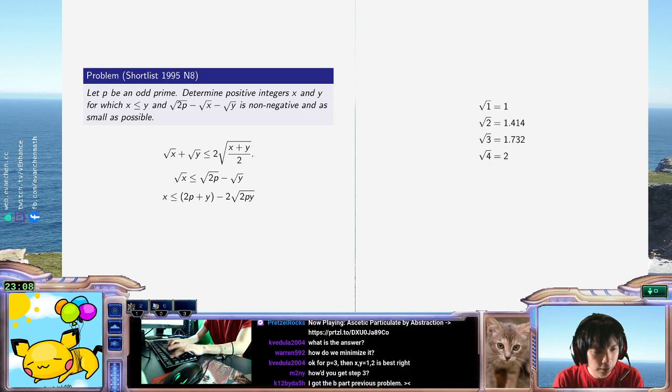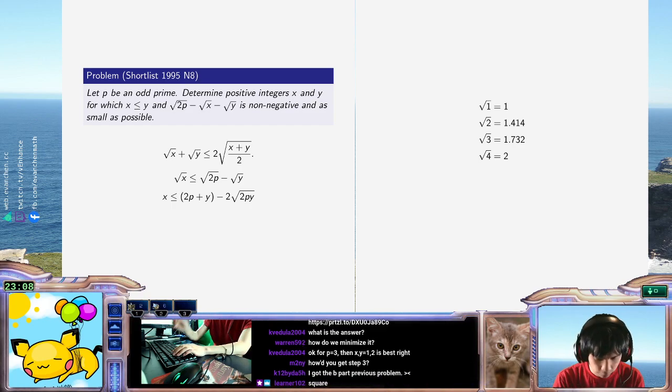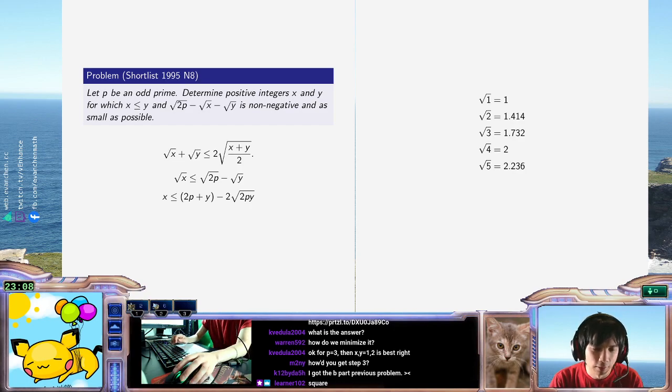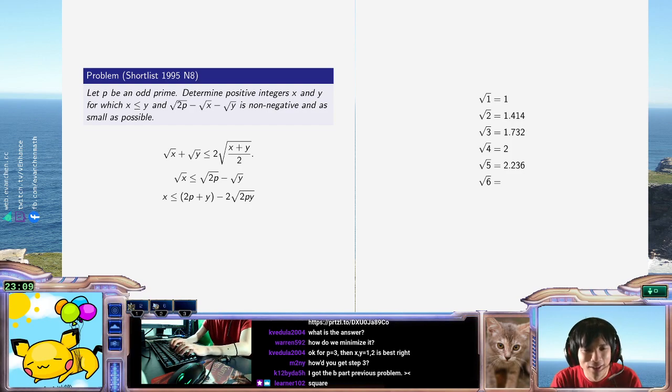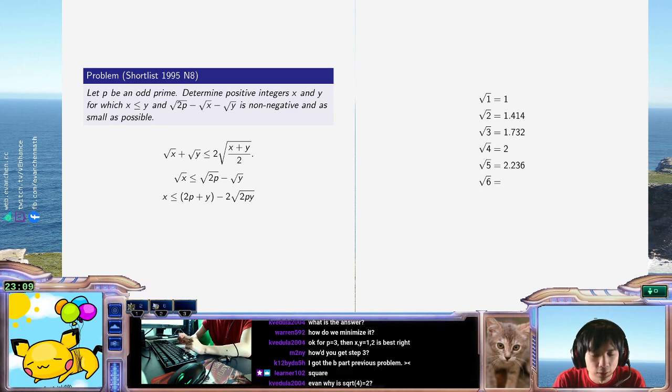Root 5 is 2.3, no, 2.236. I know that because I remember 1.618. Root 6 is something. So if I multiply the approximations of root 2 and root 3, I get 2.449.